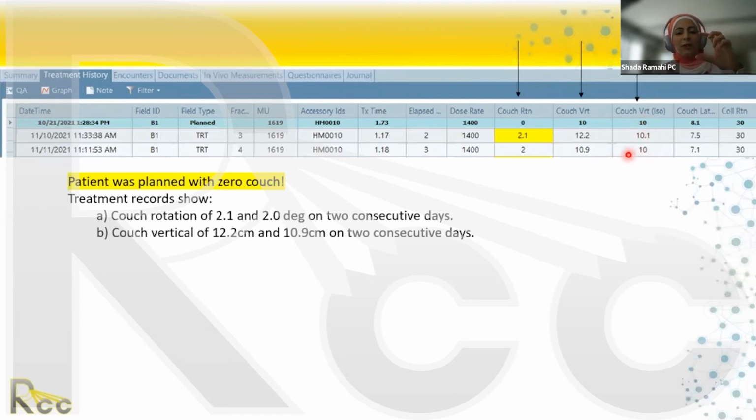So after correction, after 2.1 degree correction, and after almost 2 cm correction in the vertical, then we have a proper alignment of the tumor. This is called couch vertical ISO. Something similar if we're doing couch lateral. Planning is asking for 8.1 cm in the couch lateral. Like in here we have 7.5 and 7.1. With lateral ISO, then you should be able to see 8 cm.